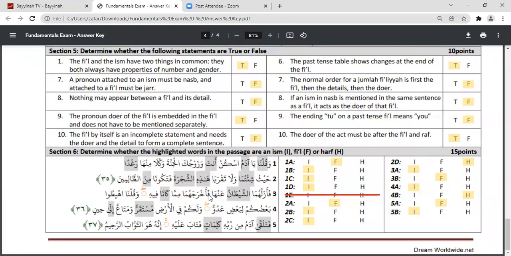Now we come to the last section, that is the last page of this exam. Section 6: determine whether the highlighted words in the passage are ism, fa'il, or harf. We start with ayah number 1. Qulna. Qulna is a fa'il, right? Nasarna. Then Adamu, we already know that this is a name, so this is an ism. So 1a is fa'il, then 1b is ism. Anta is a pronoun, and pronouns are all isms. So yes, it is an ism.